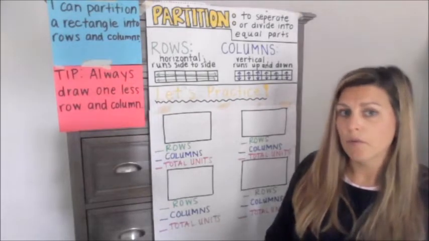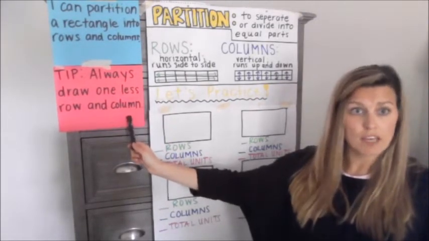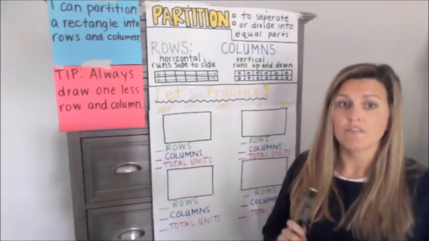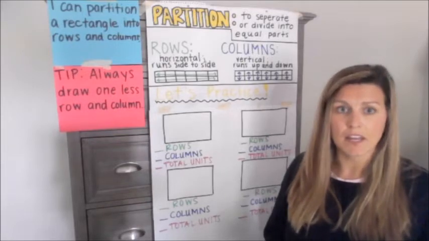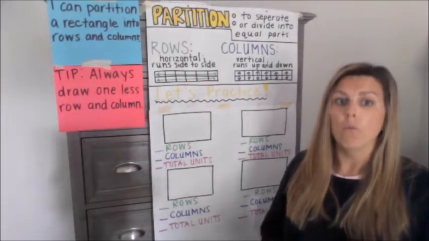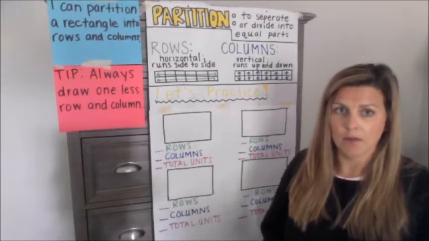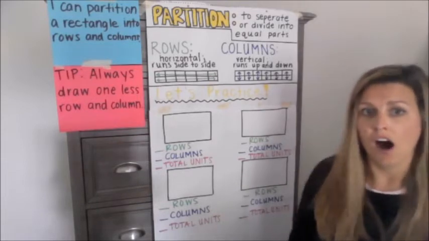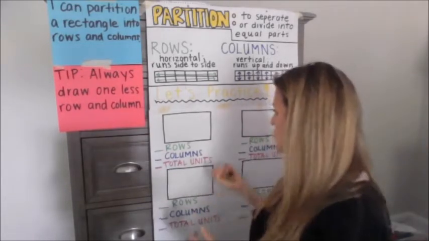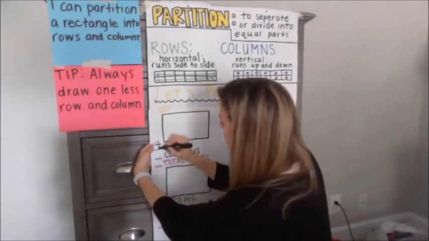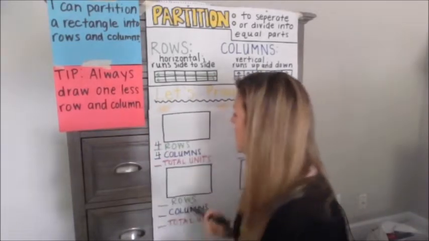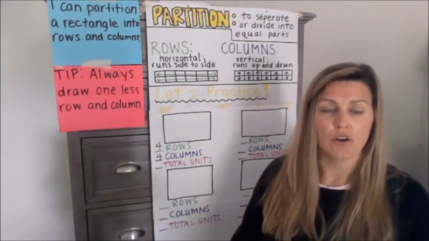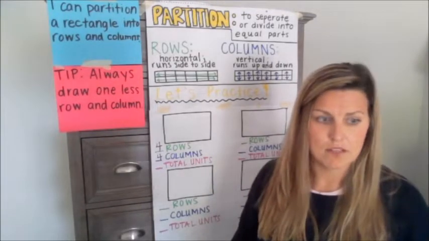Before we do that, I want to remind you of one really important tip. Always draw one less row or column. If you draw the exact amount, you're going to have too many. So always remember, one less row and one less column. We'll go back through that as we go through these 4 rectangles. All right, everybody ready? First one, I want you to draw 4 rows and 4 columns. So go ahead, pause the video, and draw your 4 rows and 4 columns.